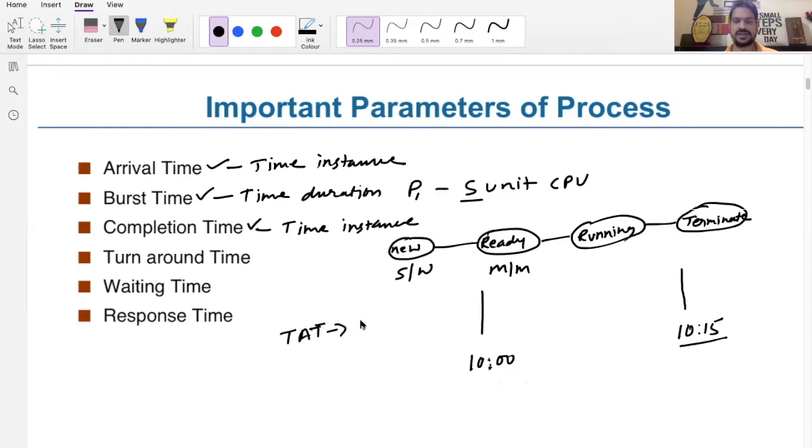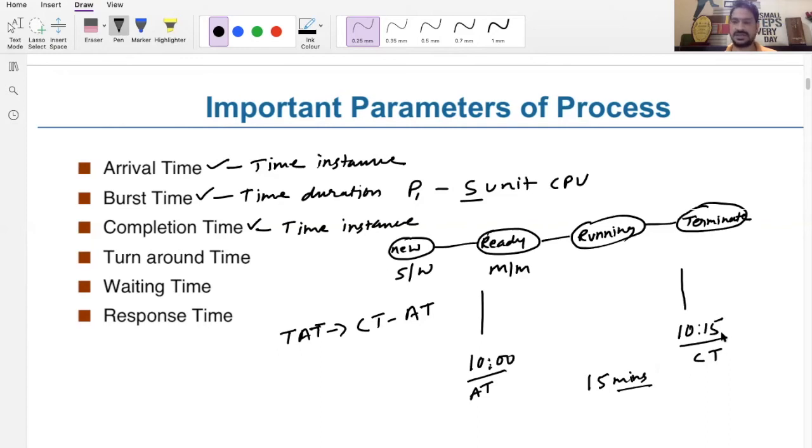It is nothing but completion time minus arrival time. So what is the turnaround time? Here we have 15 minutes. This is my turnaround time. What is it? This is the completion time, and this is the arrival time, right? So the turnaround time is nothing but completion time minus arrival time, which is what?